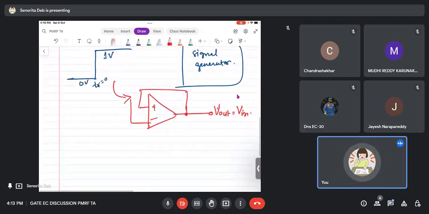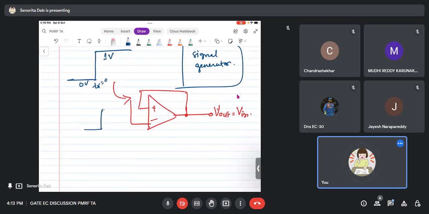So the question is, when I give an input like this, will my op-amp give the same output at the same time? An ideal op-amp will, but for a practical op-amp, it will depend on its slew rate. It depends on how fast the op-amp can charge this node. Every node in a circuit is an invisible capacitor. So how fast will this capacitor be charged by your op-amp? This is decided by slew rate.